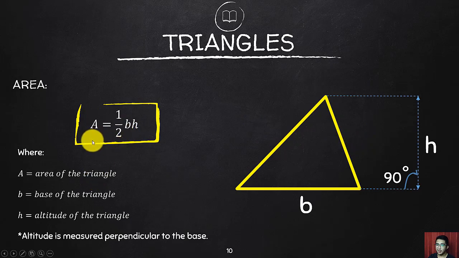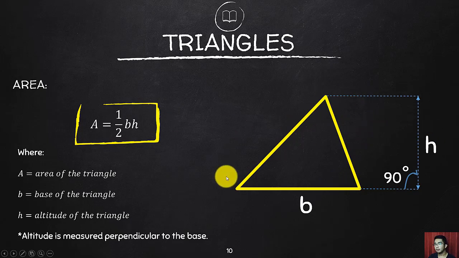Take note, A is your area, B is the base of the triangle, so whatever leg is horizontal, for the simplicity of the discussion, and then H, the height you're going to multiply to your B, is the altitude of the triangle. Take note that this H is not always a side. However, for a right triangle, which I recall is a triangle that has a 90-degree interior angle, the base and the height are the legs of the right triangle.